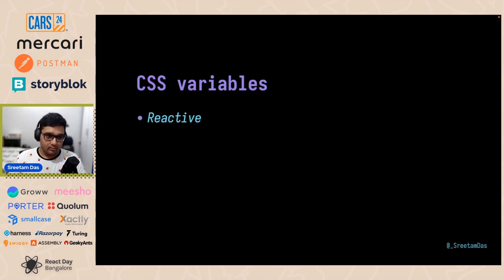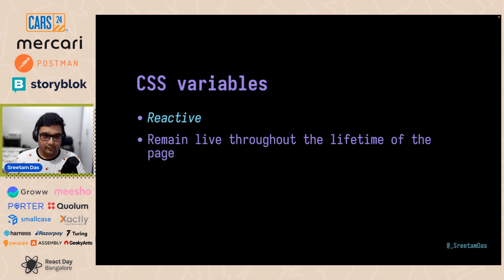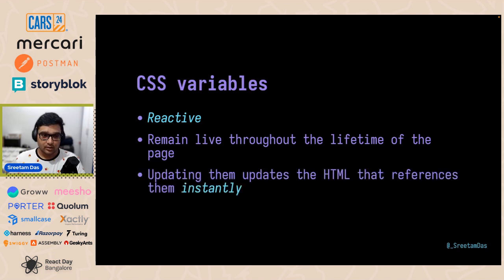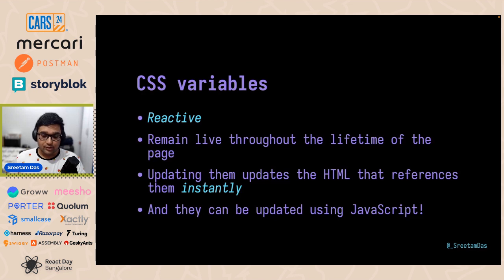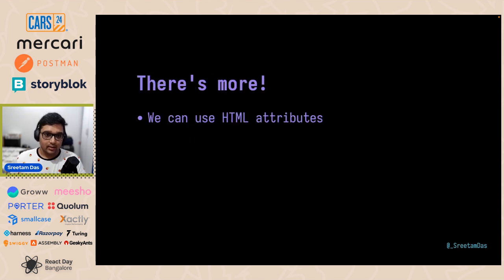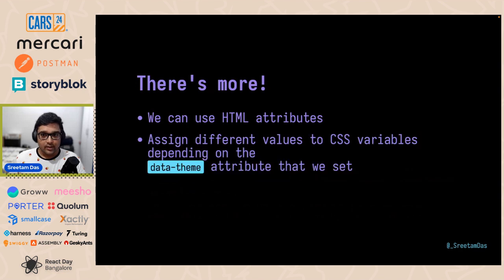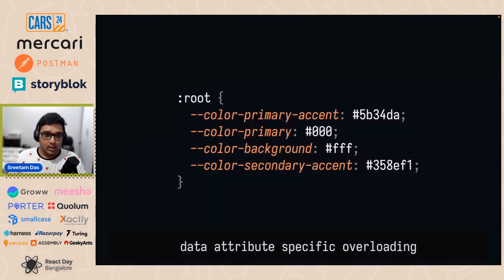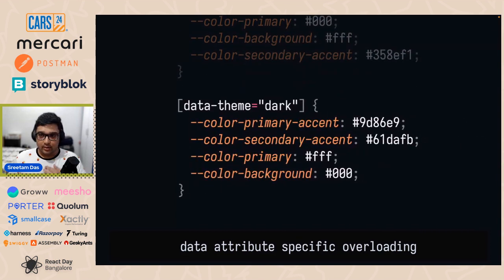CSS variables are great, again, just to repeat, because they are reactive. They remain live throughout the lifetime of the page, and updating them updates the HTML that references them wherever they're used instantly. And they can be updated with just JavaScript. You can even combine them with HTML attributes. What that means is you can assign different values to CSS variables depending on the different attribute that you define them inside. Here is what that would look like. So you have these initial values of all these different variables. And then for dark mode, we can also redefine them inside the data theme attribute.